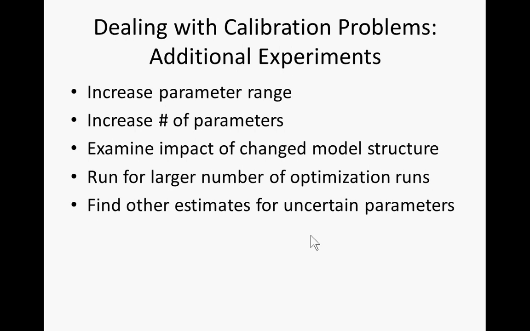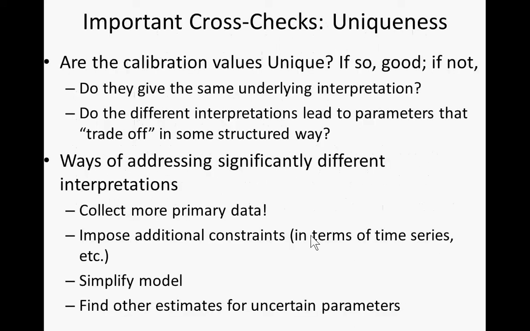Well, the most important thing is to enhance your understanding, but there are ways to sort of loosen the restrictions by increasing parameter range or number of parameters. You can examine the impact of changing model structure, add in components that you weren't sure needed to be included. Run for a larger number of optimization runs. Find other estimates for uncertain parameters. And you want to check if the calibrated values are unique. If you run this many times, do you get the same or very close sets of parameter estimates?